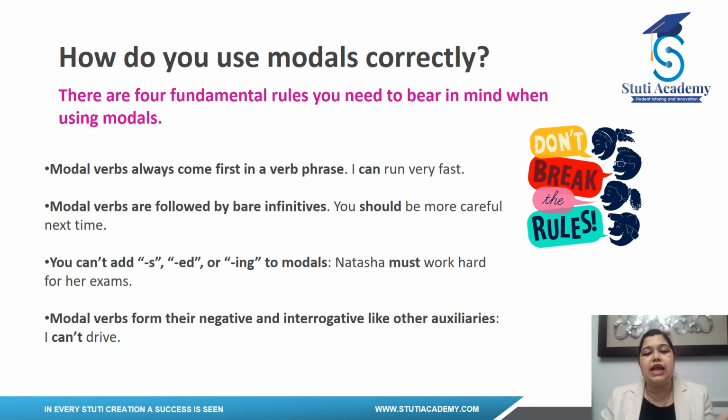Modal verbs form their negative and interrogative like other auxiliaries. I can't drive. So I am talking about the negative. So I can't drive. Again, this is negative, the contracted form, and now using it as an interrogative sentence. Can't you drive? I'm asking you a question, but in a negative form. Can't you drive? And here I'm saying I can't drive. Look at the two sentences, negative and interrogative. Interrogative, but in a negative way. Yes?